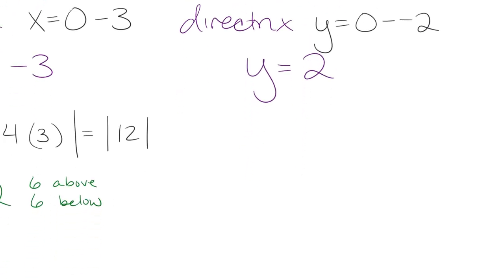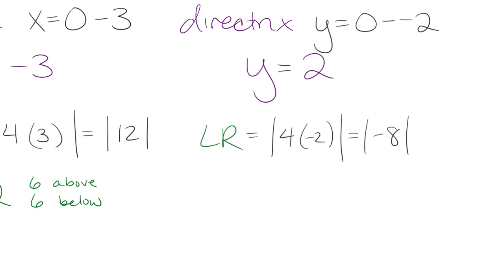We need the LR. The formula for the lattice rectum is the absolute value of 4 times P. You guys told me it was -2. 4 times -2 is -8. And what is the absolute value of -8? 8. Which means if we split this in half, we'd have 4 on one side and 4 on the other side of the vertex. Now, is this going to be above, below this time? No, it's going to be side to side because our lattice rectum tells us the width. So we're going to do 4 on the right and 4 on the left of the focus.